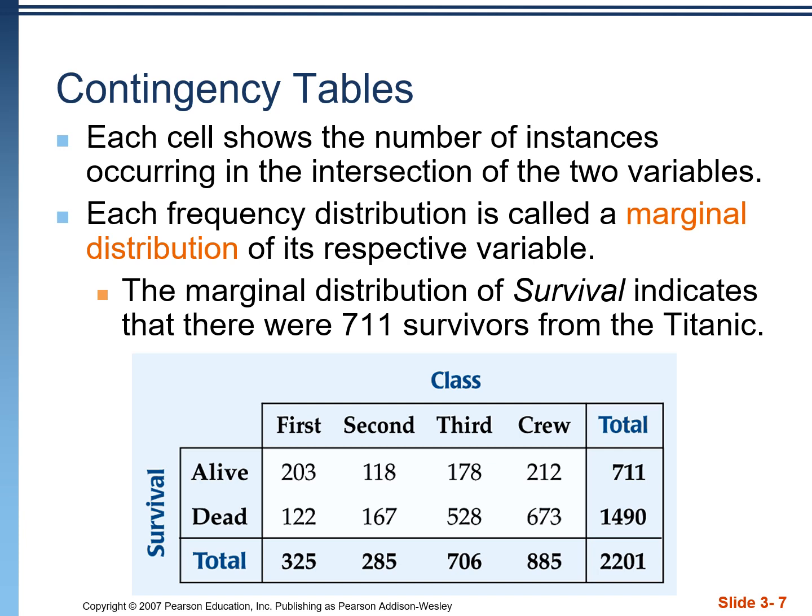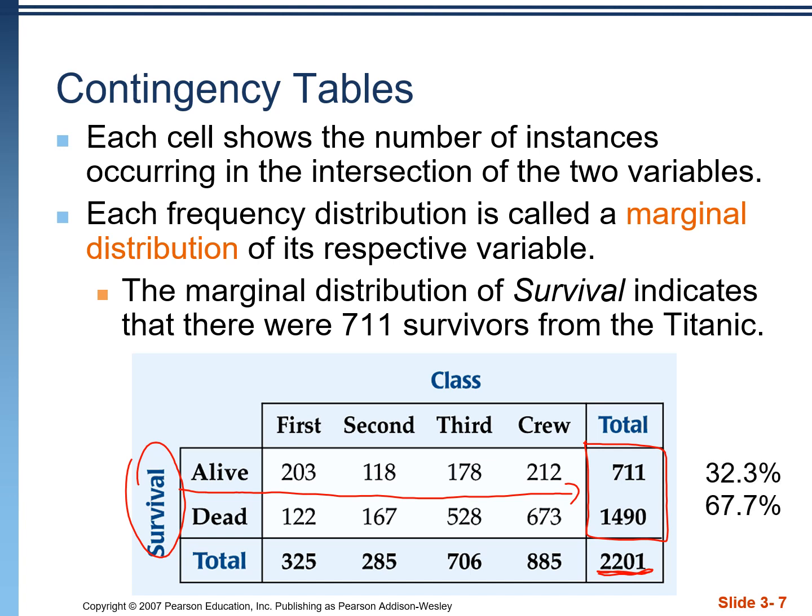Now for some terminology, we'll start with marginal distribution. If we're asked to find the marginal distribution of survival, it's exactly what it sounds like. We're going to go all the way over to the margins, and we're looking at these 2 numbers here. We're just going to take each of those numbers and divide them by the total number of passengers on the ship, and we get these 2 percentages. 32.3% of passengers survived, 67.7% of passengers died.